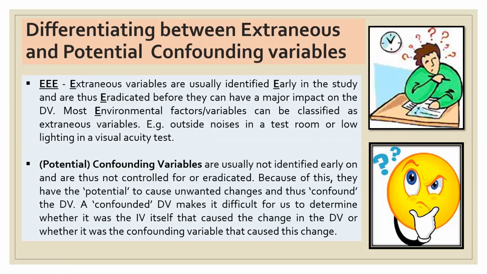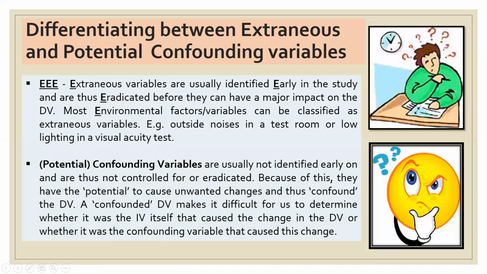You can't confidently say that, yep, my results were due to the IV. And for that reason, if you're a researcher who's put all this effort into running this study and you really want to publish your paper on it, you can't do that, because you can't confidently say that your DV was mostly due to the IV rather than due to some other unwanted variable. Okay, does that make sense about the difference between extraneous and potential confounding variables?